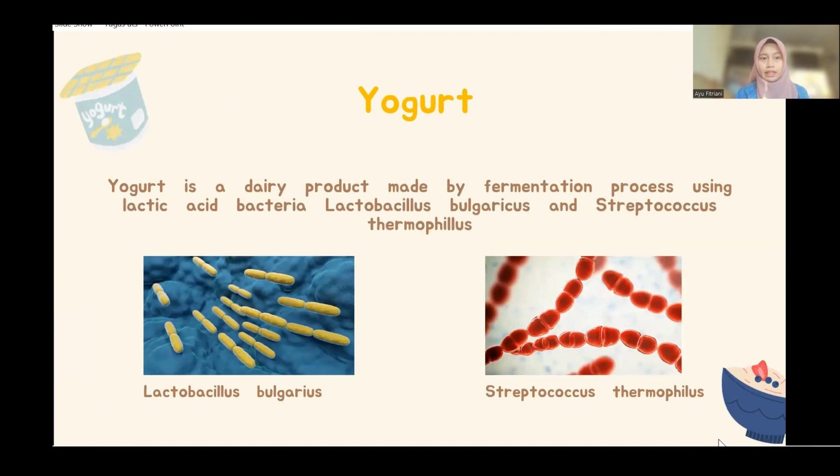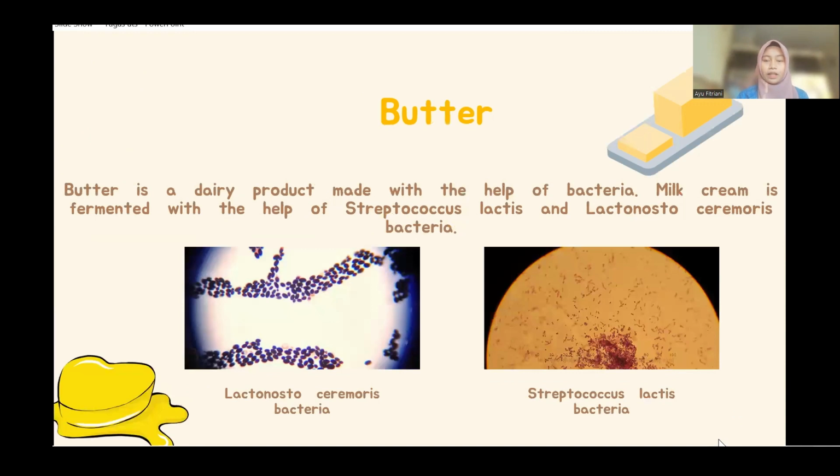2. Yogurt. Yogurt is a dairy product made by a fermentation process using lactic acid bacteria, Lactobacillus bulgaricus and Streptococcus thermophilus. Next, butter. Butter is a dairy product made with the help of bacteria. Milk cream is fermented with the help of Streptococcus lactis and Lactobacillus bacteria.